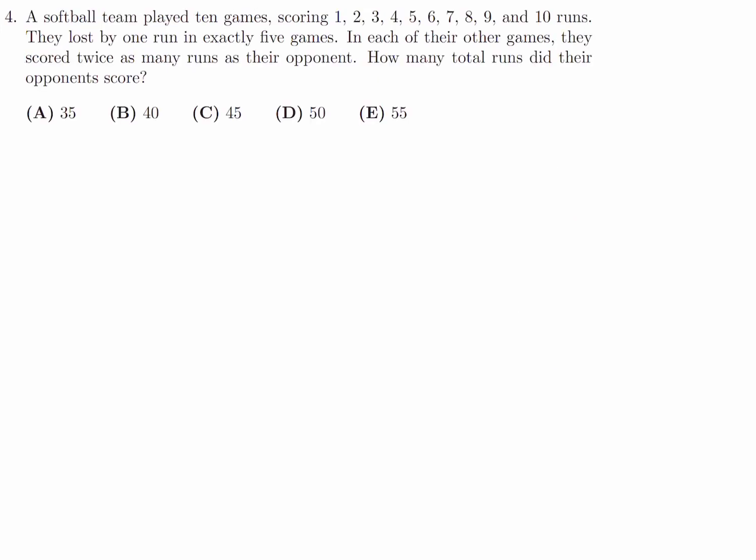A softball team played 10 games, scoring 1 through 10 runs. They lost by 1 run in exactly 5 of the games. In each of the other games, they scored twice as many runs as their opponent. How many total runs did the opponent score? 1, 2, 3, 4, 5, 6, 7, 8, 9, 10, right? And then let's talk about the ones where they scored double. That obviously is going to match up with the even numbers.